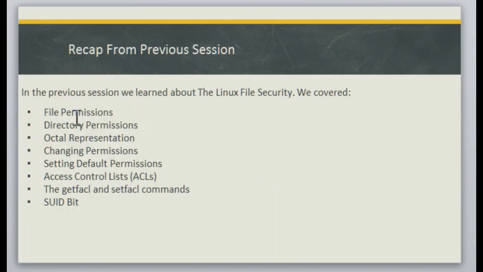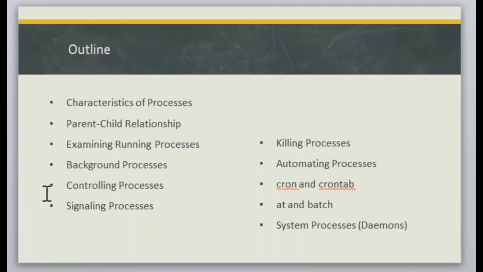So last session, we went over file permissions, directory permissions, octal representation, changing permissions, setting default permissions, access control lists, the getfacl and setfacl commands, and the set user ID bit, as well as the group ID bit and the sticky bit. Today, we're going to be going over characteristics of processes, parent-child relationship, examining running processes, background processes, controlling processes, signaling processes, killing processes, automating processes, cron and crontab, and batch commands, and system processes. So guys, basically we're going to be discovering all about processes and how to control them, okay?